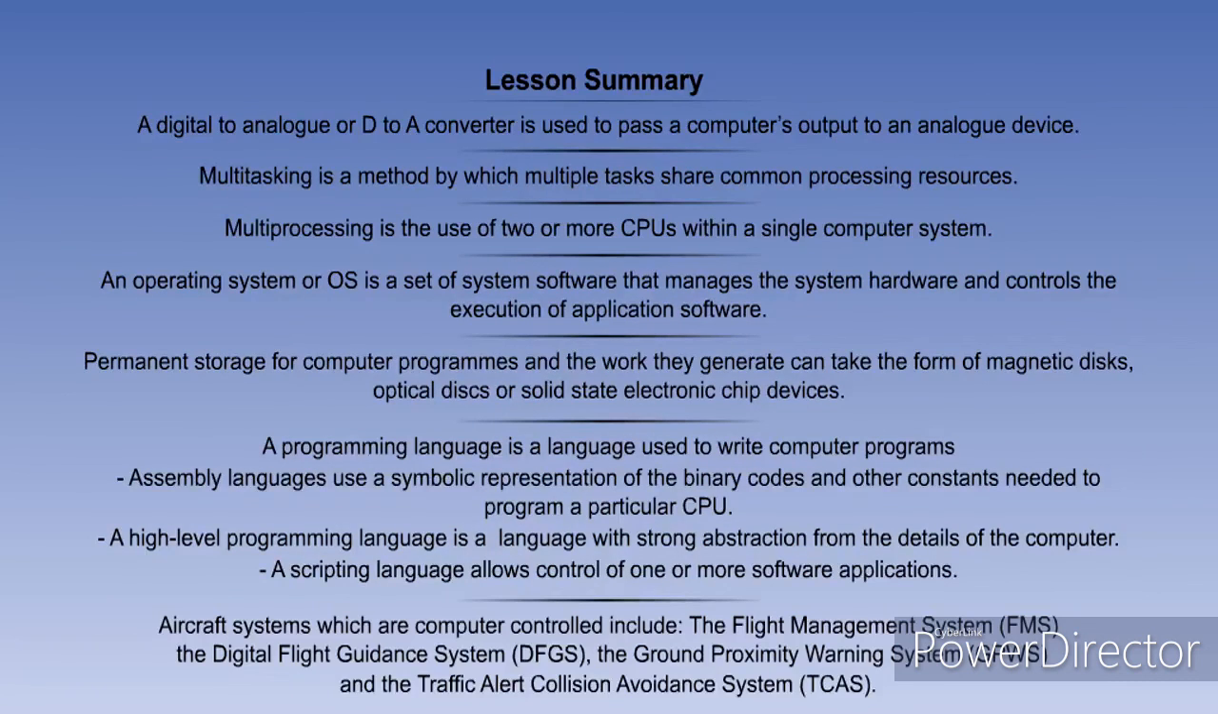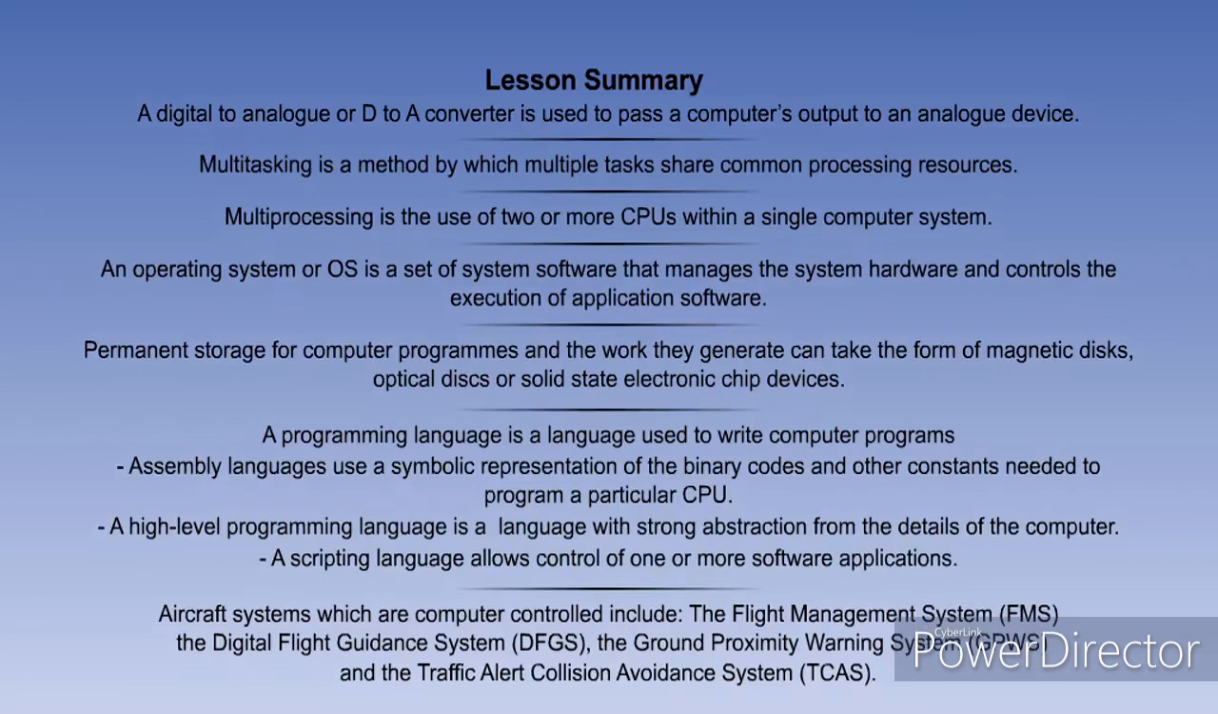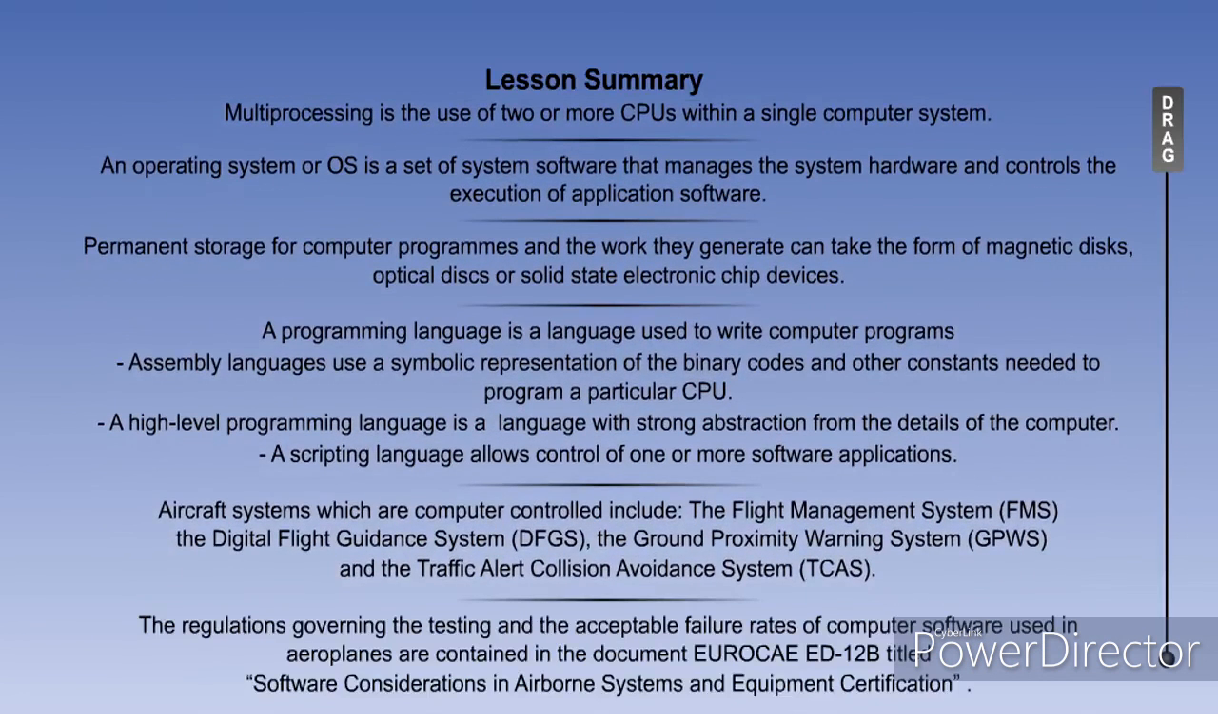Aircraft systems which are computer-controlled include the Flight Management System, FMS, the Digital Flight Guidance System, DFGS, the Ground Proximity Warning System, GPWS, the Traffic Alert Collision Avoidance System, TCAS, and an increasing number of other systems. The regulations governing the testing and the acceptable failure rates of computer software used in aeroplanes are contained in the document EuroCAE ED12B, titled Software Considerations in Airborne Systems and Equipment Certification, issued by the European Organisation for Civil Aviation Equipment.